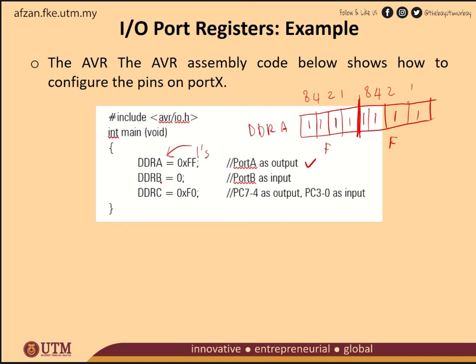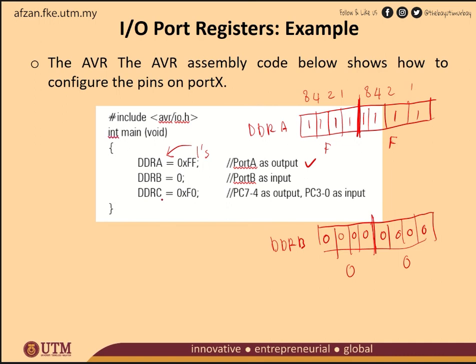What about this one here? DDRB equals 0. Again, you draw your DDRB. Now what value do you put here? 0. So 0, 0, 0, 0, 0, 0, 0, 0. So all of port B now becomes an input port.